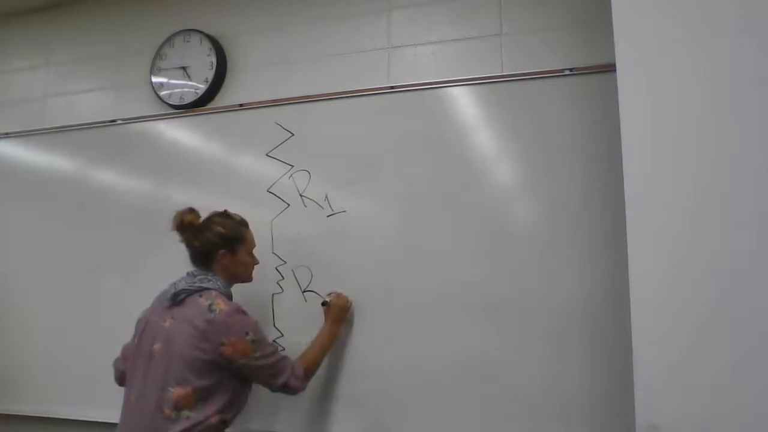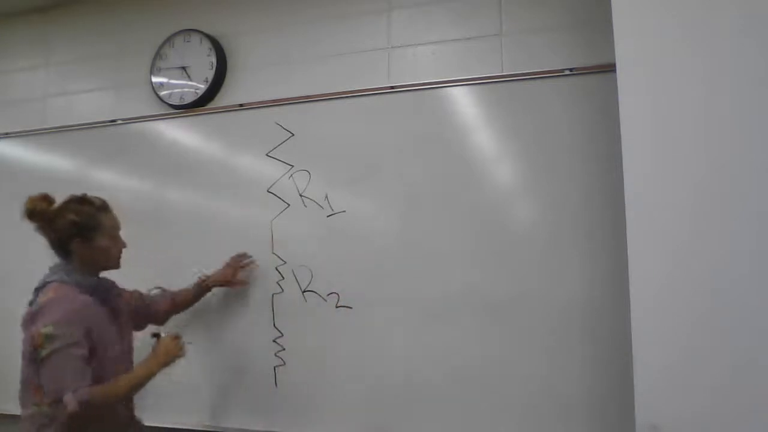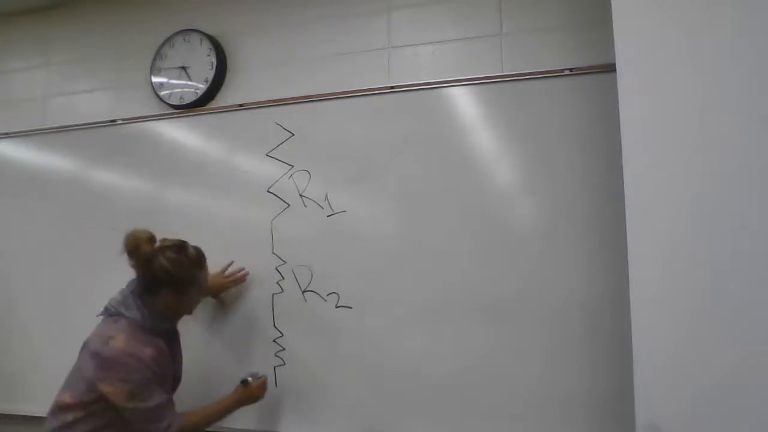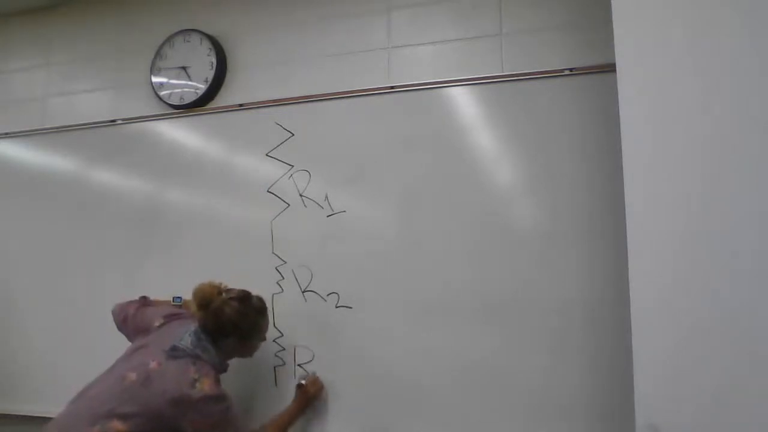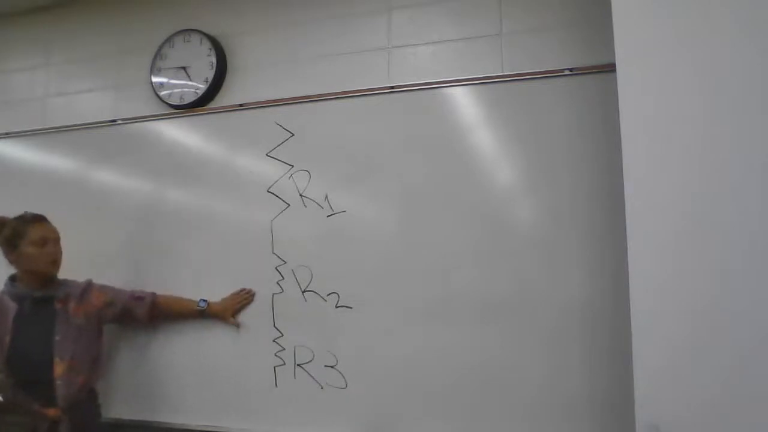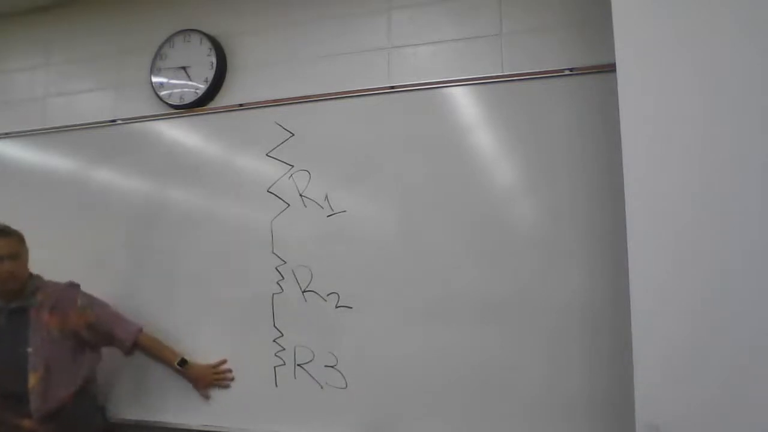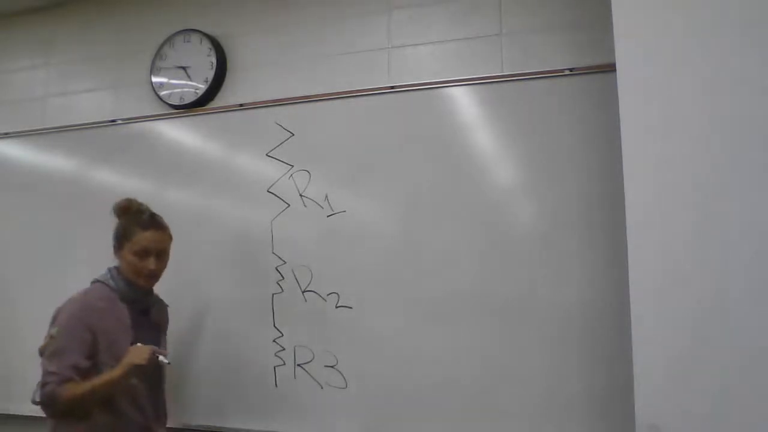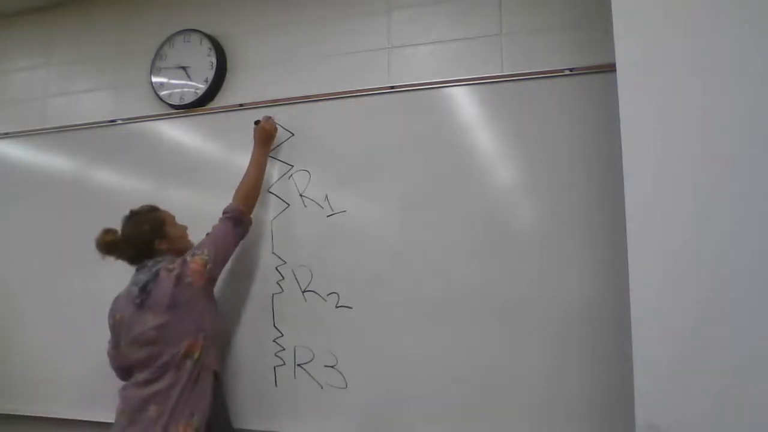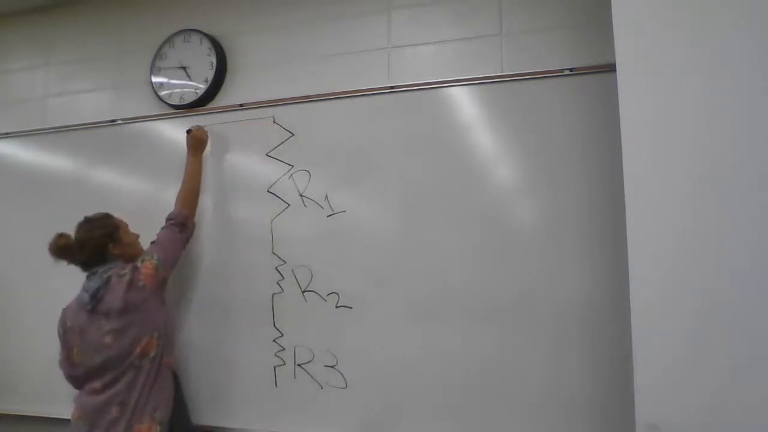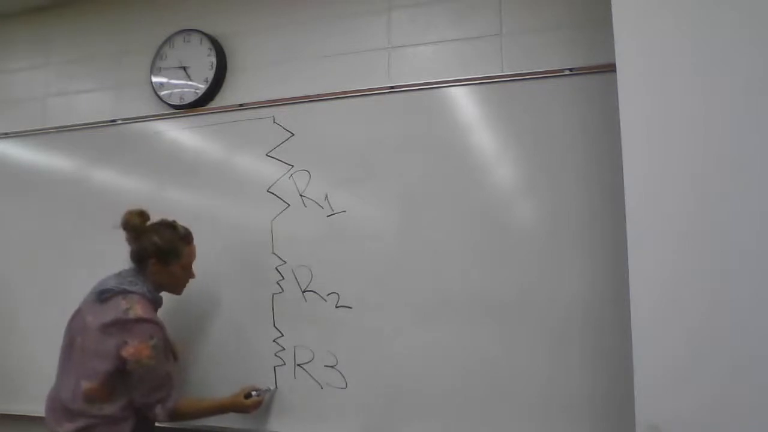R2, resistor 2. I drew it smaller here, but it's the same symbol. Okay, and R3, resistor 3. So we have our 3 resistors, okay? R1, R2, R3. And they are connected in series across a 60-volt battery. So what that looks like is, here's our resistors. This is our circuit.